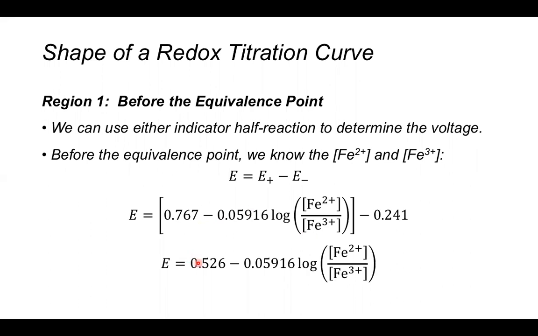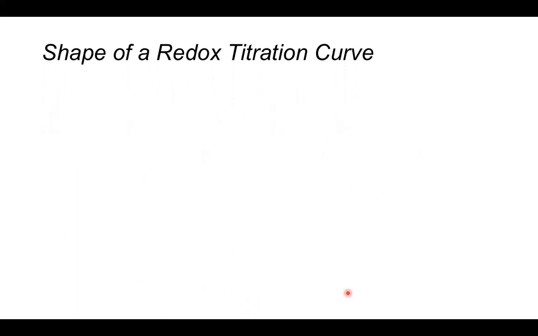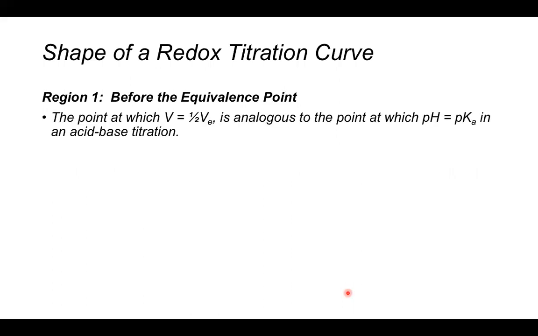Then we just fill in these values and calculate, and we get the overall potential equal to 0.526 minus 0.05916 volts times the log to the base 10 of the reaction quotient of the reduction. Before the equivalence point, the point at which the volume is equal to half of the equivalence volume is analogous to the point at which the pH is equal to pKa in an acid-base titration. So E plus is equal to E standard for the iron 3 plus, iron 2 plus reduction couple.